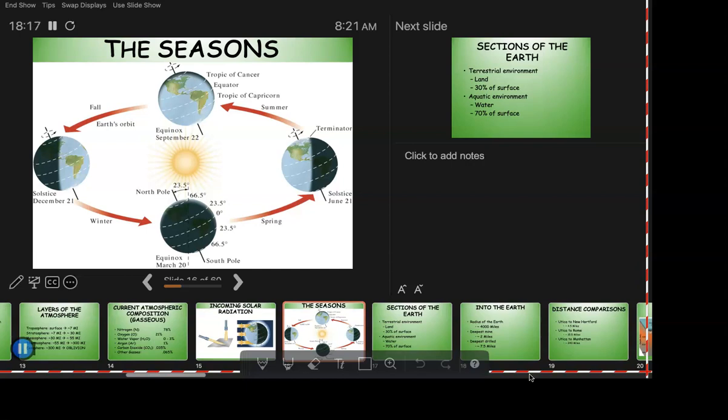How many seasons are there? At least according to this, 4, good. How many months are there? 12. What's 12 divided by 4? That's 3 months per season. Utica only gets 3 months of winter? Well, again, it varies, okay? It varies.